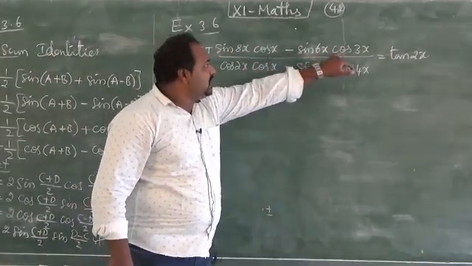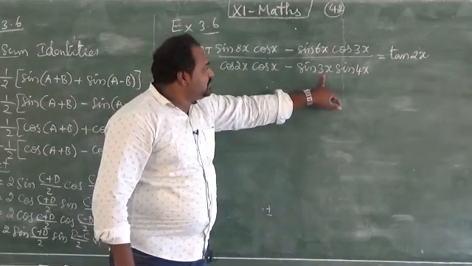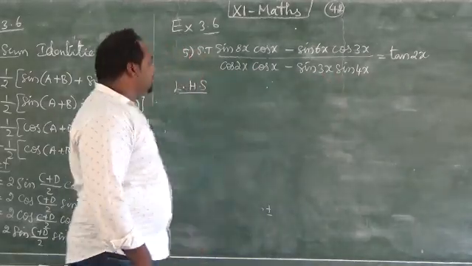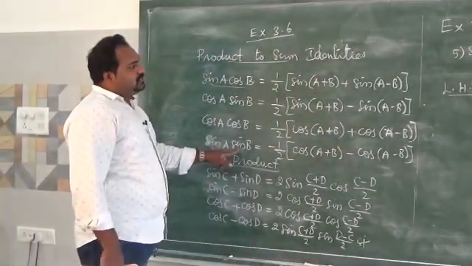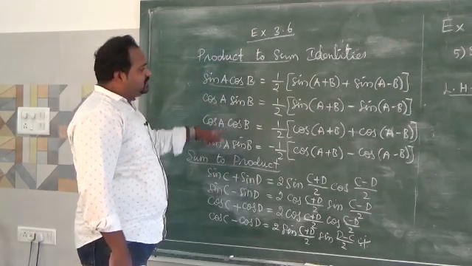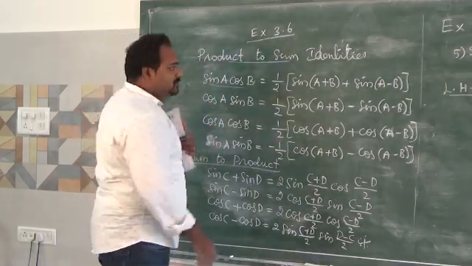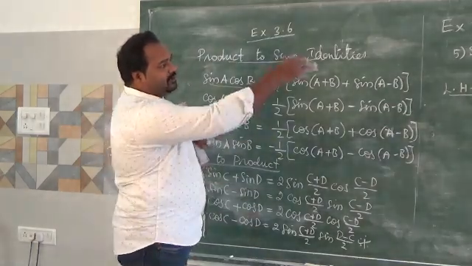Here sin A cos B format. Here cos A sin B format. Here sin A cos B format. See here, I am going to use these 4 identities. Here 4 identities we can use. Here I have already written them. I am going to select the identities which you use in particular places.